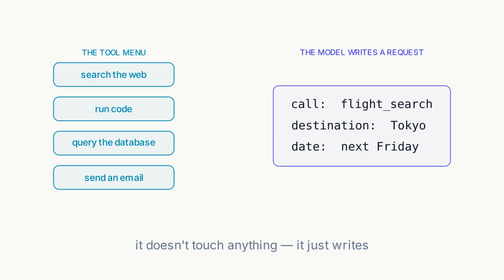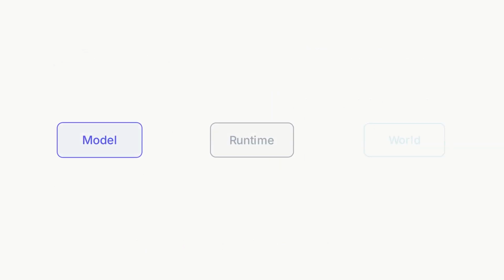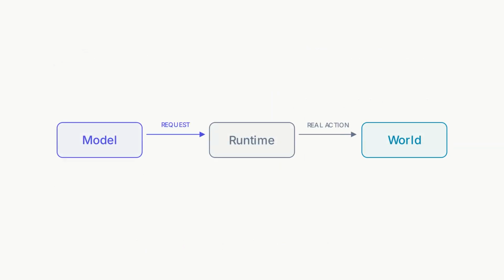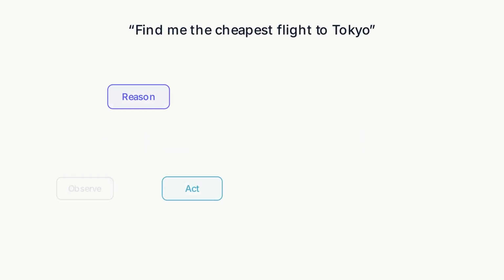When the model decides it needs one of them, it doesn't reach out and touch anything. It simply writes a short, structured request: call the flight search tool, destination Tokyo, date next Friday. A separate piece of software called the runtime reads that request, executes the real action out in the world, and pastes the result back into the model's context. To the model, it feels like magic. It asked a question, and the answer simply appeared in front of it. Then it reads that result and decides what to do next. And that simple exchange creates something powerful.